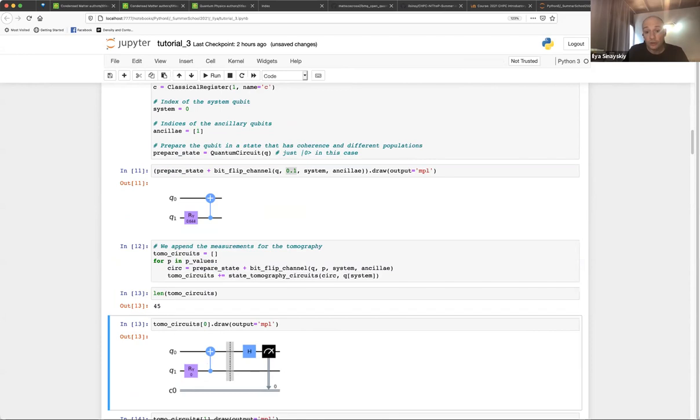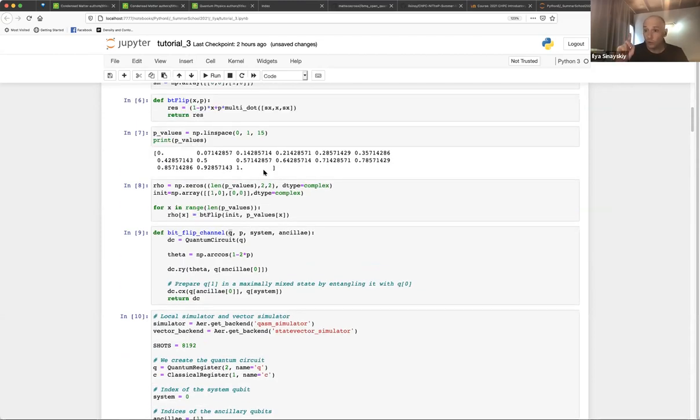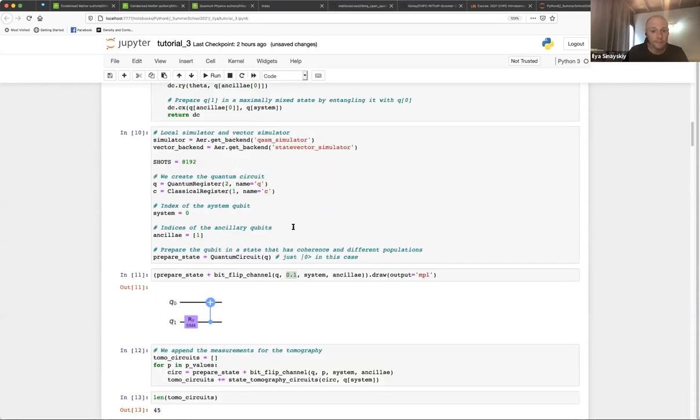And we get 45 circuits. Where is the 45 coming from? We have 15 cases and we measure a single qubit. In order to recreate the state of a single qubit, we need 3 measurements: X, Y, and Z. We need to measure the X projection, Y projection, and Z projection. That's why 45, 3 by 15.